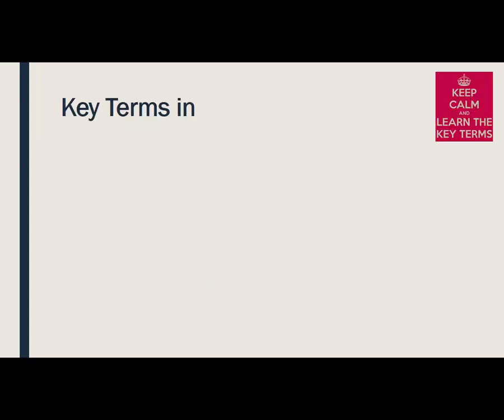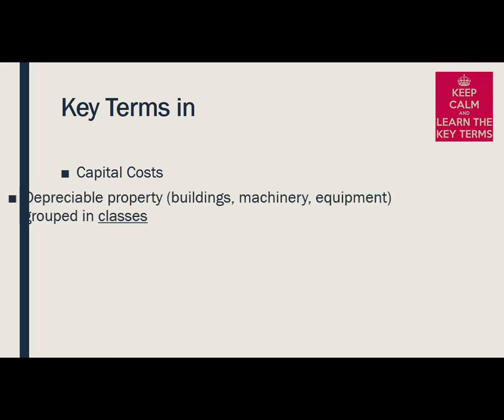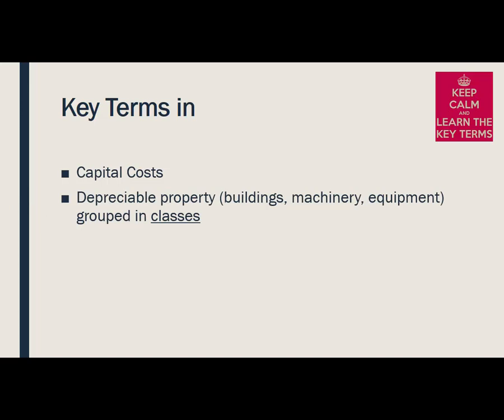So before we move forward, let's talk about some key terms. Capital costs are costs for a company, for a hotel, for a restaurant, for really any company. It's really a bigger capital asset. You're going to see mostly fixed assets like equipment, cars, and machinery, and we refer to those as capital assets, and they're depreciable property. That could be a building, machinery, equipment, and they're all grouped in different classes.